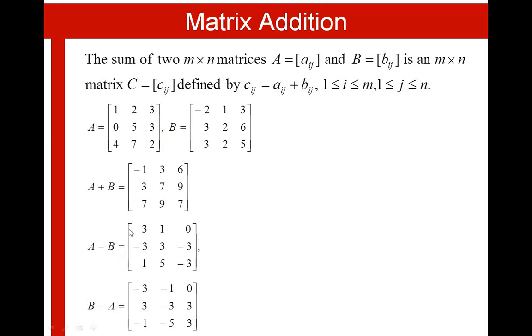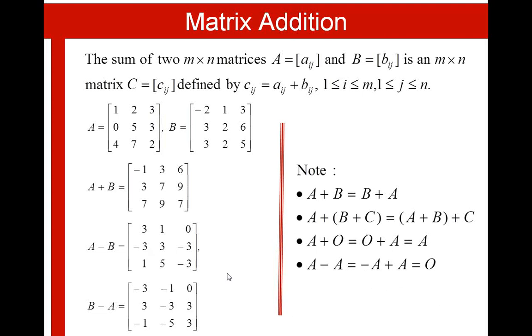In order to subtract them, the same deal happens. We subtract the corresponding elements. 1 minus minus 2 becomes a plus 3. 2 minus 1 is 1. 3 minus 3 is 0, etc. B minus A is done in a similar way.